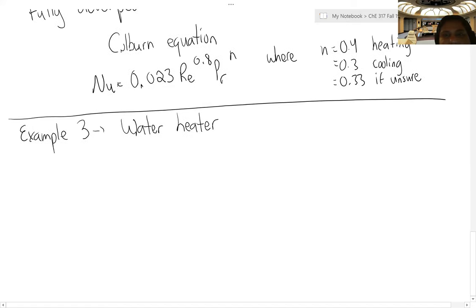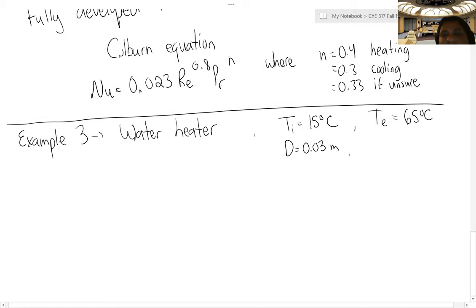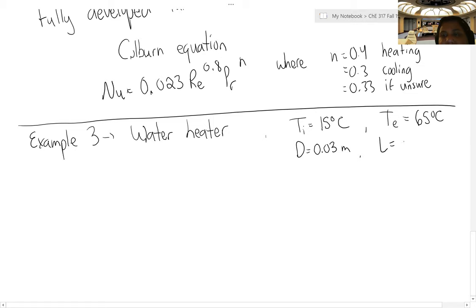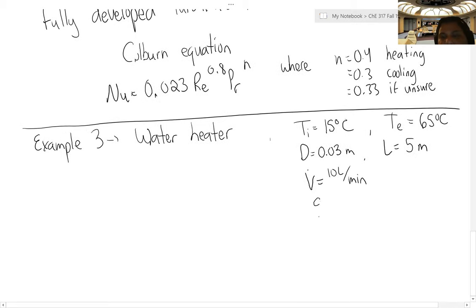So for this problem, the inlet temperature is 15 degrees C. The exit temperature is 65 degrees C. The diameter of the tube is 3 centimeters or 0.03 meters. The length is 5 meters. The desired flow rate is 10 liters per minute. And we can consider our heat flux to be constant.